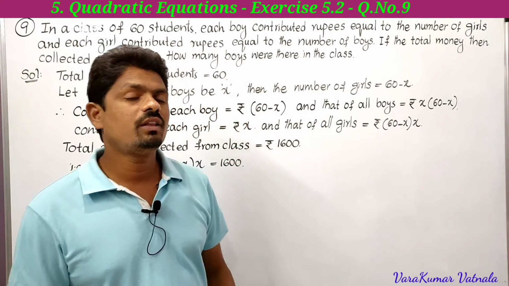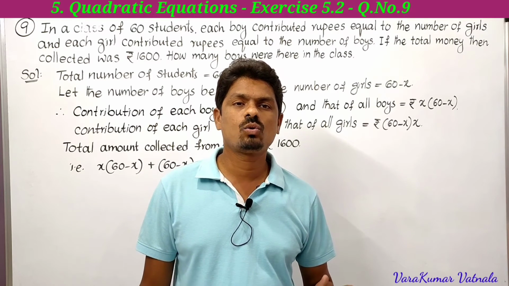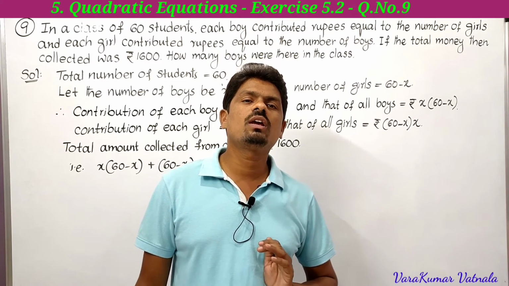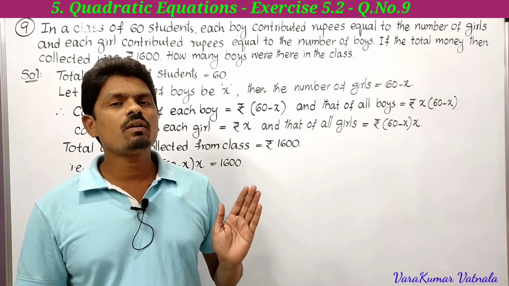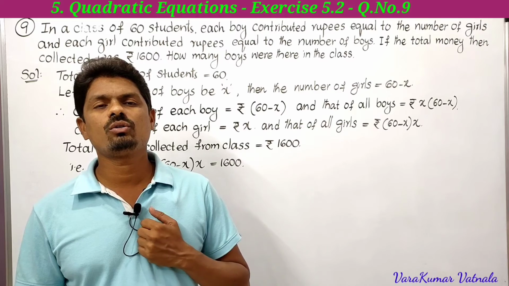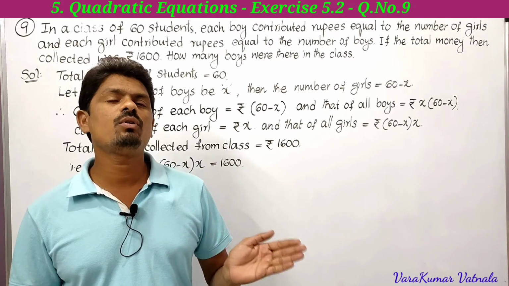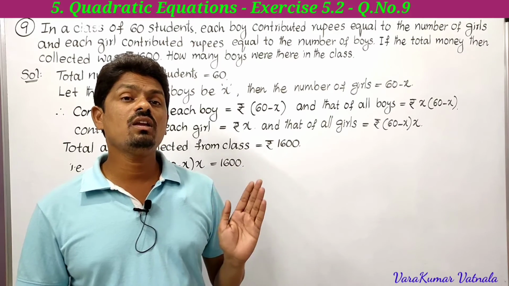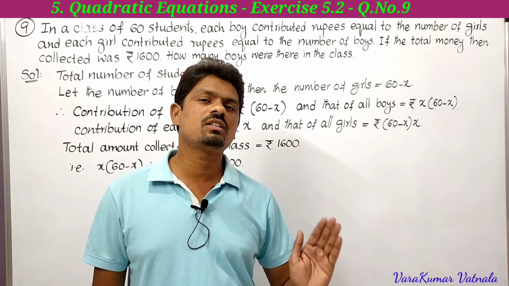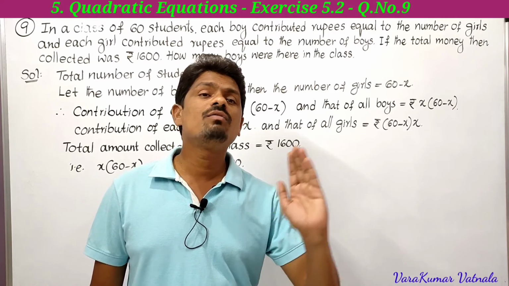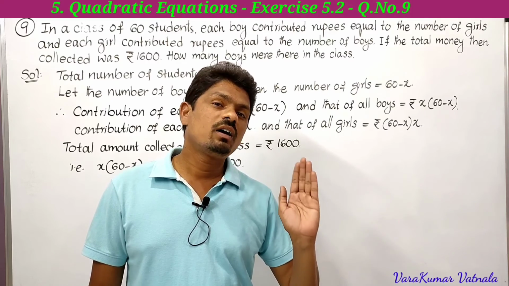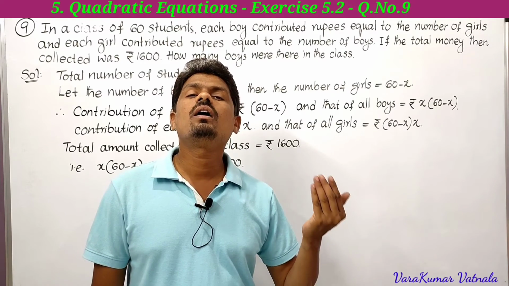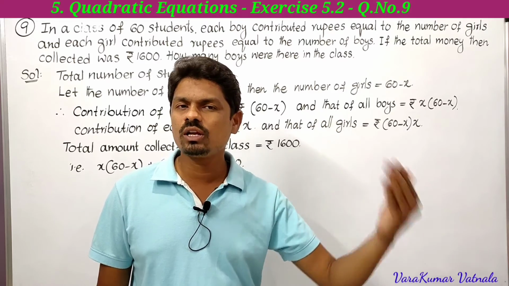So here there are 60 students in a class. Total students, boys plus girls, equal to 60. We don't know the number of boys and we don't know the number of girls. He is saying that each boy contributed equal to the number of girls. Suppose among 60, there are 50 girls in the class, then each boy contributed 50 rupees. Suppose there are 10 girls in the class, each boy contributed rupees 10. In the same way, each girl contributed money equal to the number of boys.